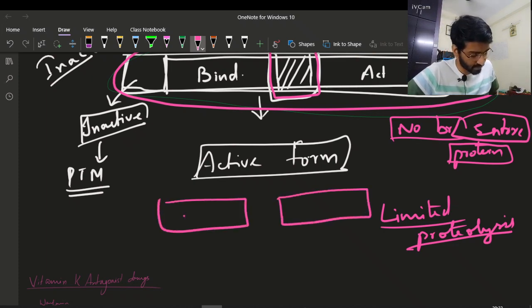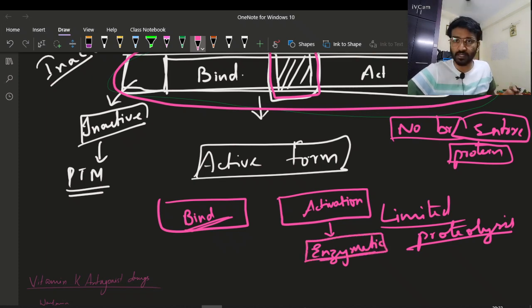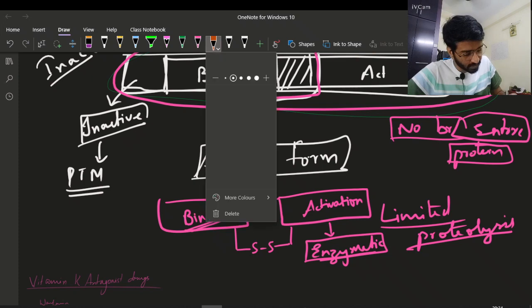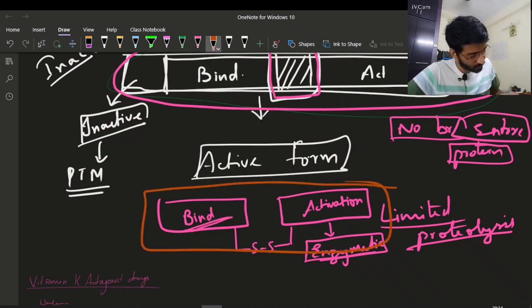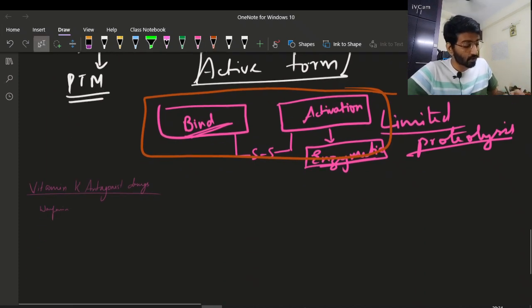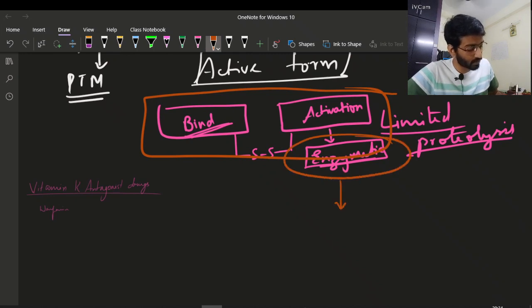After removal, this active form contains two sites. One is the binding site, and the other is the enzymatic site, which means it possesses the property of enzymatic action. These two are linked by a disulfide bond. So this factor now is the active form. It has a binding part and an enzymatic part. This activated form, with the help of its enzymatic part, will again do a limited proteolysis of the next factor.